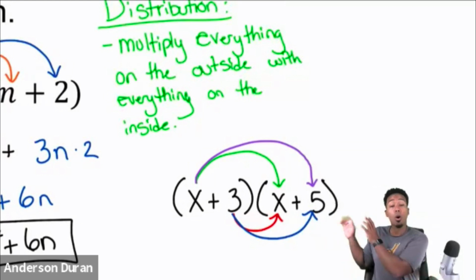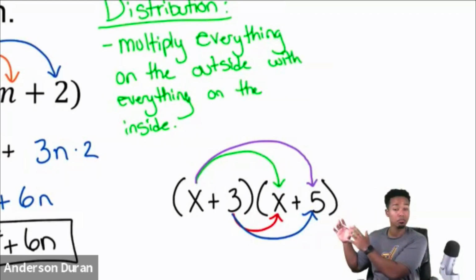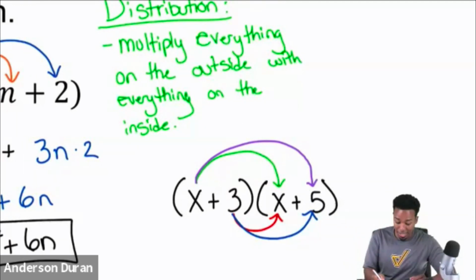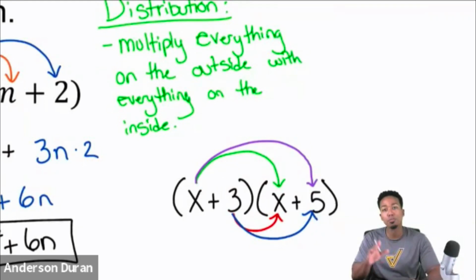Look, all I did here was make sure that everything from the outside multiplied with everything from the inside. That's it. If I see 2 terms here, the x has to multiply with 2 things. The 3 needs to multiply with 2 things. Multiply everything from the outside with everything from the inside.